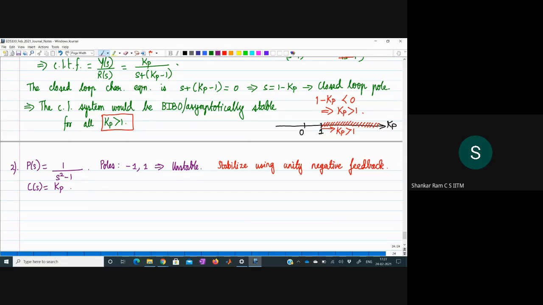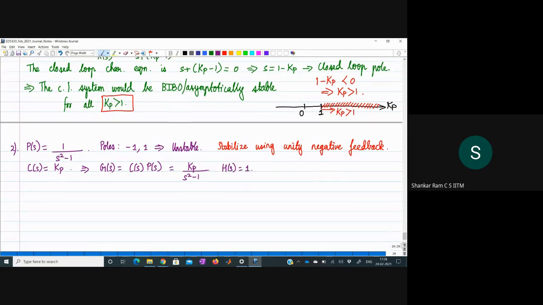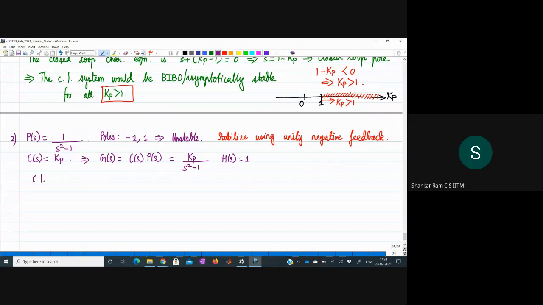So if C of s is Kp, we follow the same process. G of s is going to be equal to C of s times P of s, which is going to be equal to Kp by s squared minus 1. H of s is anyway unity, right? We are given that H of s is 1 because we are having unity negative feedback. So we follow the same process. Once you do a few examples, you will get a hang of this.